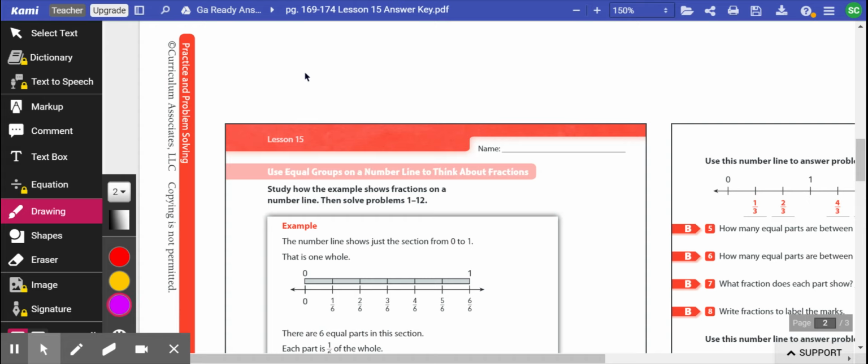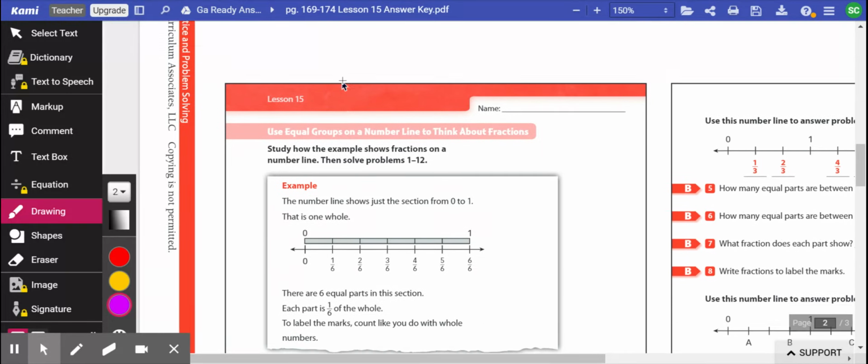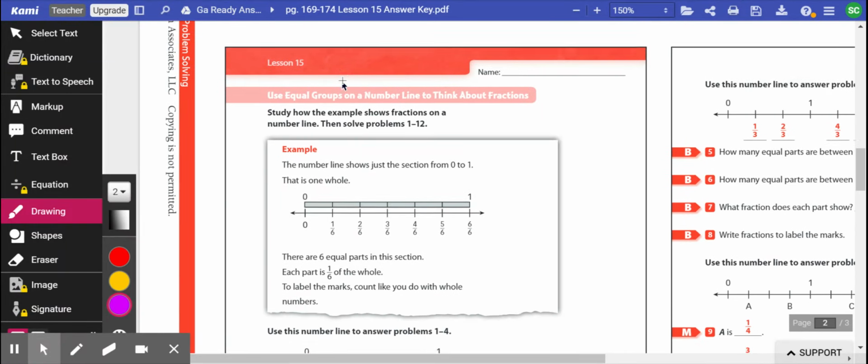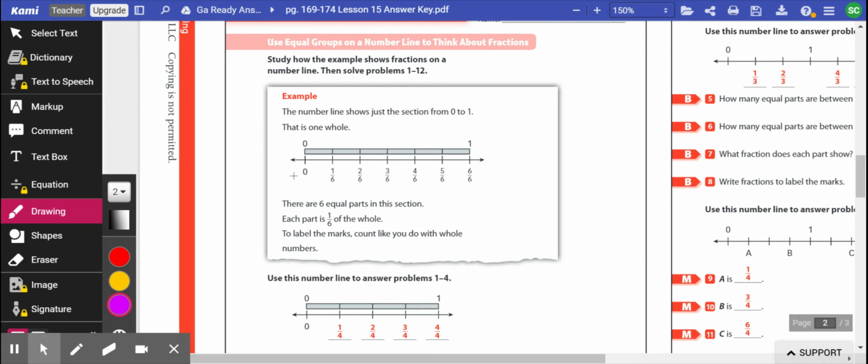Hi guys, we're going to go over lesson 15 now about using equal groups on a number line to think about fractions. So if we look at the example, it shows us a number line with the sections between 0 and 1. If I count the number of sections, not the number of lines, because if I count the number of tick marks, I got 1, 2, 3, 4, 5, 6, 7. But if I count my sections, I can see that there is 1, 2, 3, 4, 5, 6.